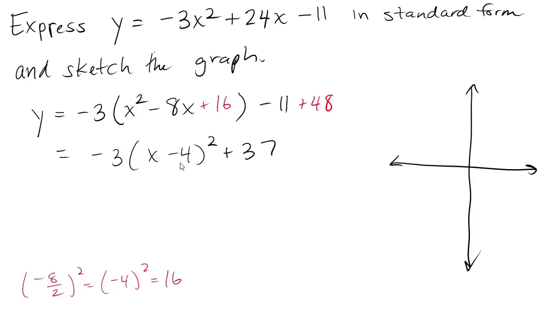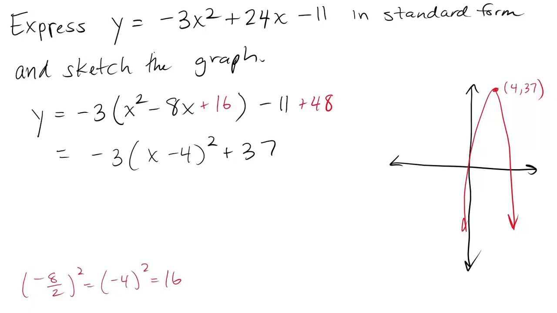This is going to shift 4 units to the right, 37 units up. It's going to open downward because of the negative coefficient in front, and it's going to be skinnier than usual because of the vertical stretch. So the basic graph will be something like this. Because it's not clear, I might label this as the point (4, 37).